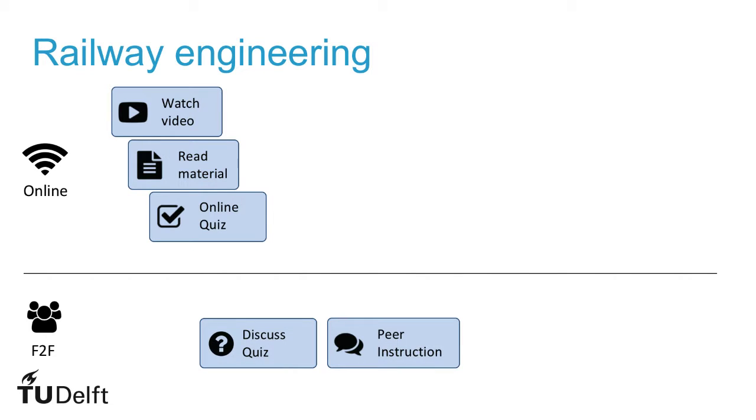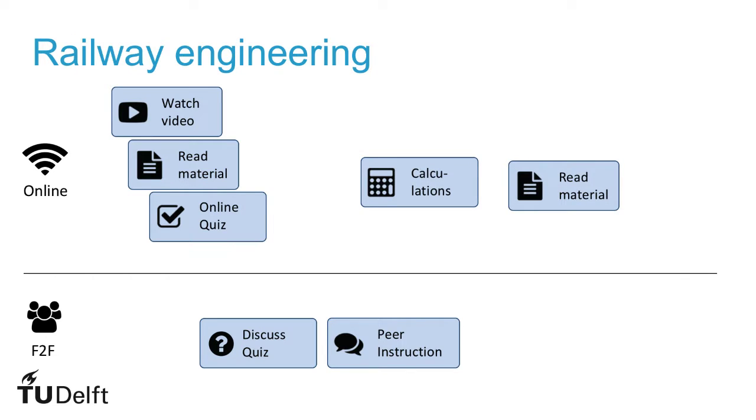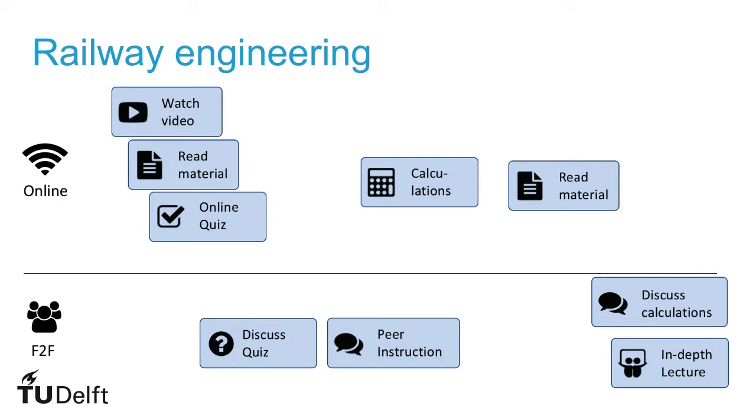The face-to-face meeting was for interaction and applying the knowledge. The students and the teacher discussed the answers of the online quiz, and they did peer instruction with clickers. After this meeting, the students went home and they did some calculations and read another chapter in the book. In the second teaching session, they discussed the calculations and the teacher gave an in-depth lecture.